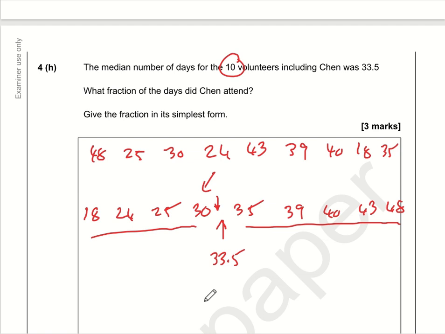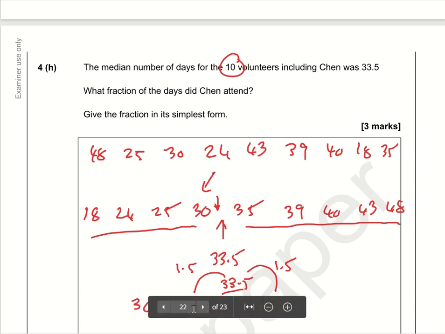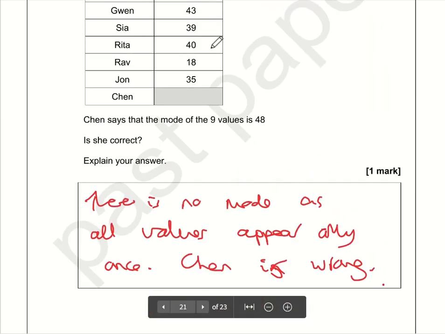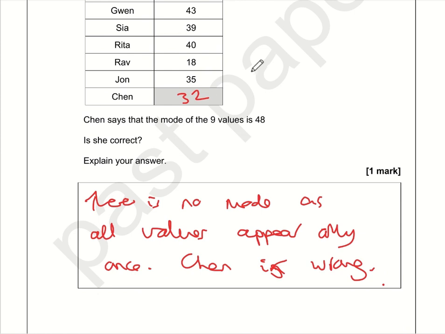So let's take a look at this. In fact, we can kind of forget the 30. We've got 30, then we've got Chen's number, then we've got 35, and the median is 33.5. And that's going to be the mean of Chen's plus the 35. Now, the easiest way to work this out is we can see that there is a gap of 1.5 to go from 33.5 to 35. So there needs to be a gap of 1.5 to go from 33.5 down to Chen's. So therefore Chen's would be 32. So Chen's is 32, and what was the actual question?